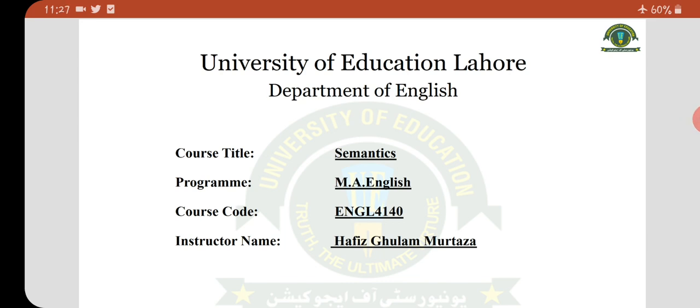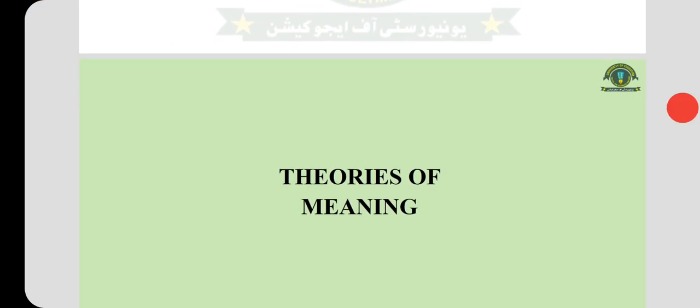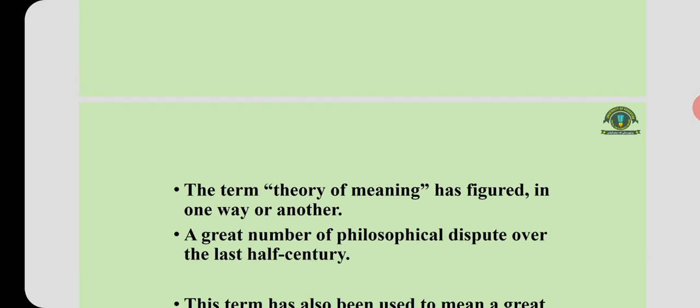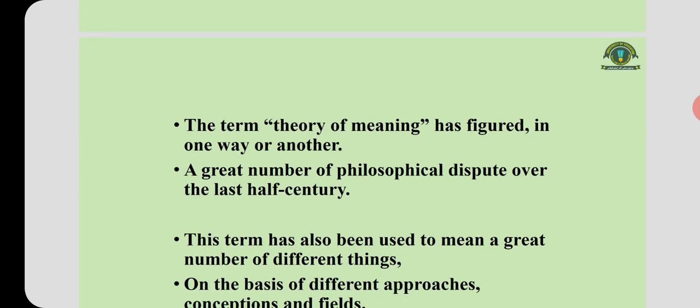Today we have the third lecture of the series in which we are going to discuss the different theories related to semantics, and today the topic of our discussion is theories of meaning. So we will define the theory of meaning here. The term theory of meaning has figured in one way or another. It is basically figured out from the basic concept of theory that we have studied earlier, that a theory is basically a set of observations and ideas, and those ideas further lead us towards the hypothesis, and then it becomes a theory.